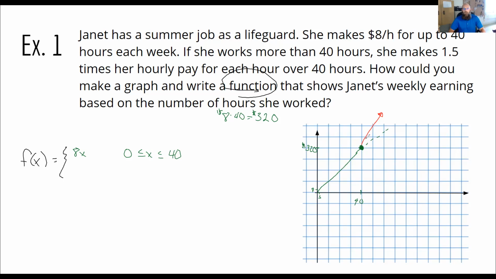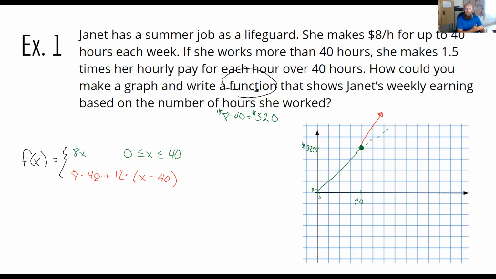So the next part is red. And this one does get just a smidge more complicated, right? Because she made $8 an hour times the 40 hours a week. But she made more also, right? She made $12 an hour times however many hours over 40. So number of hours minus the initial 40 that's hanging out over here, right? You have to take that into account.